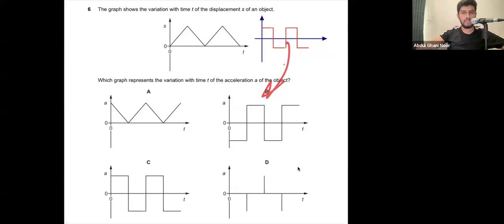The gradient of this graph gives you acceleration. What does the gradient look like? यहाँ पर gradient zero है, यहाँ भी zero है, यहाँ भी zero है, यहाँ भी zero है. So it's almost zero except for these spikes here. ये जो छोटी छोटी spikes आ रही है ना, यहाँ पर ये non-zero value है. तो the only option that satisfies that is D.